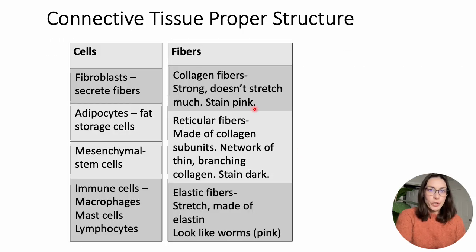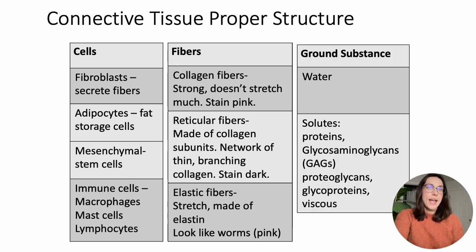So if we take all the cells and combine them with different amounts and different organization of the fibers, and then add ground substance, you can combine them in different ways to have lots of different types of connective tissue. Ground substance is the part of the matrix, the space between cells that is not the fibers, but the rest of it. There's usually water and stuff dissolved in the water.